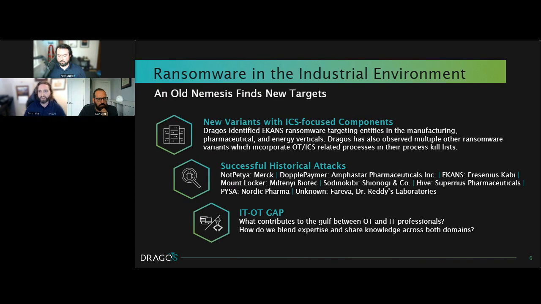It's unfortunately hard to ignore, state-sponsored or not. One thing that we've been noting is the trend of ransomware strains incorporating OT and ICS-related processes in their process kill lists. The first example of this was ECANS, and one of their first victims was Fresenius Kabi back in 2020. We're aware of six total strains at this point with ICS-specific processes in their process kill lists, which are CLOP, Megacortex, Netfilm, LockerGoga, and Maze, in addition to ECANS.